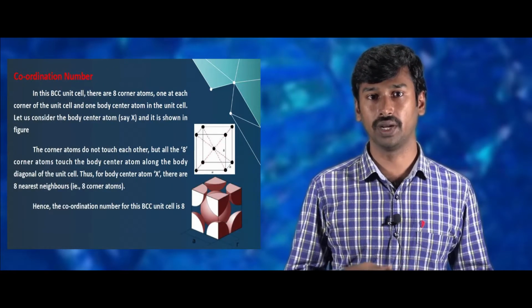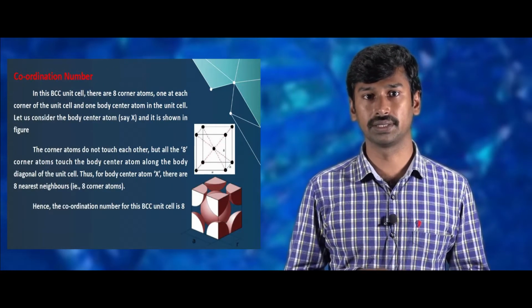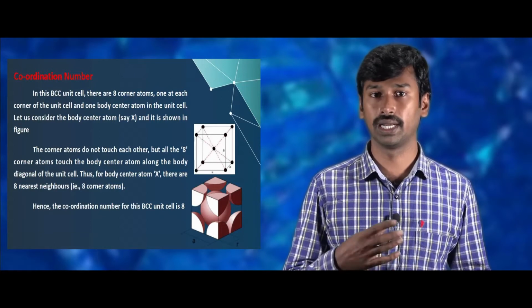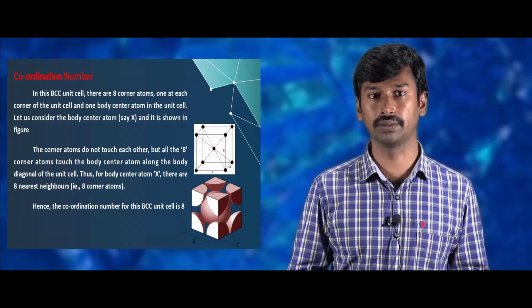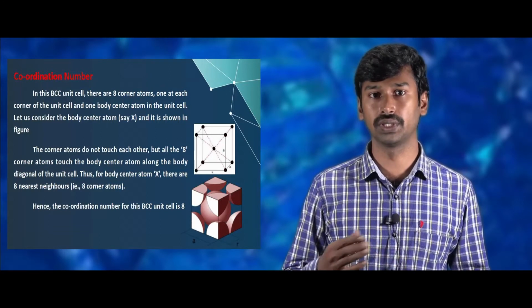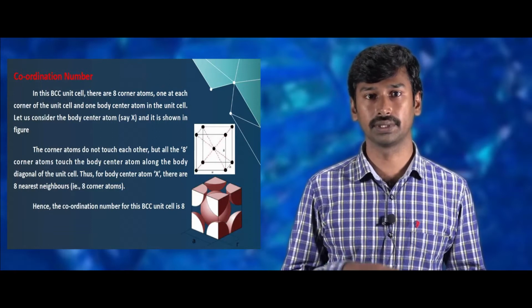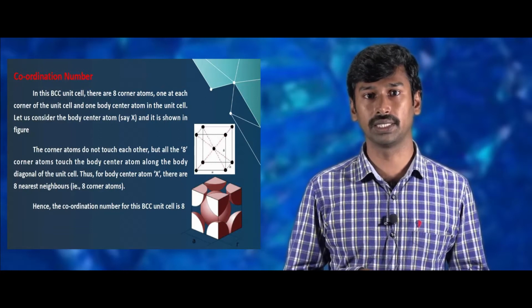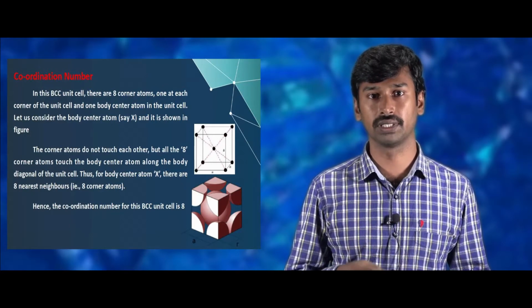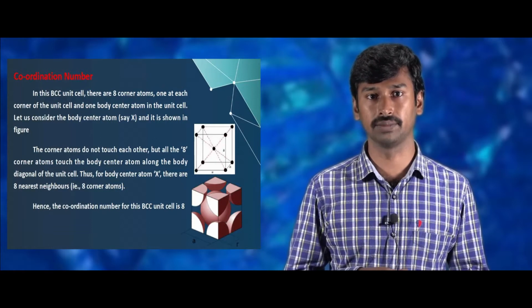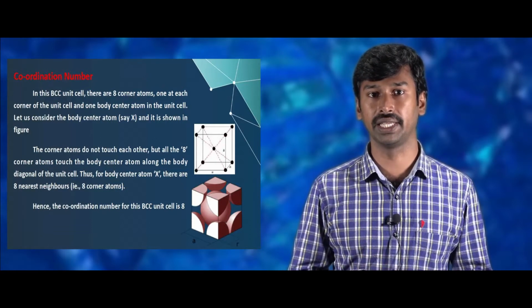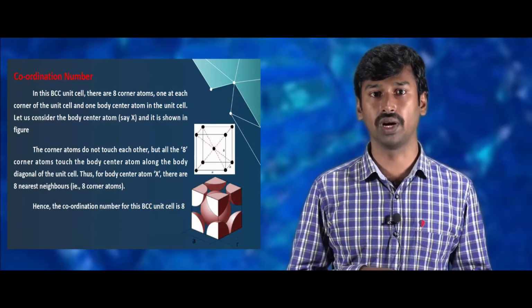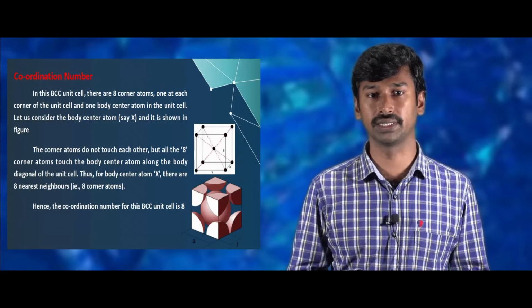Now we see the coordination number. For this BCC system, it has 8 corner atoms and 1 body center atom. Let us consider the body center atom as atom X, which is shown in this figure. The corner atoms do not touch each other, but all these corner atoms touch the body center atom. Hence, the body center atom X has 8 nearest neighboring atoms, which are located at the 8 corners of the unit cell. Hence, the coordination number for this BCC unit cell is 8.